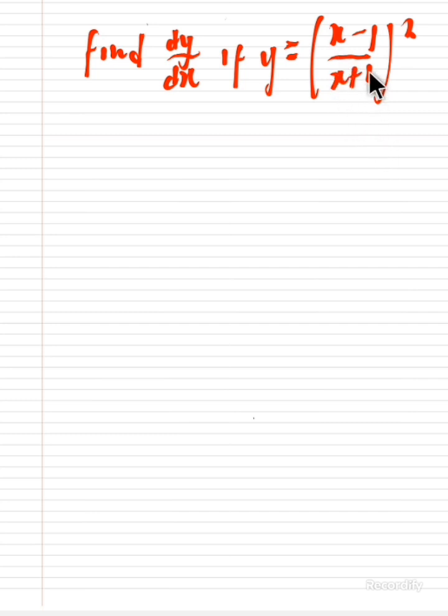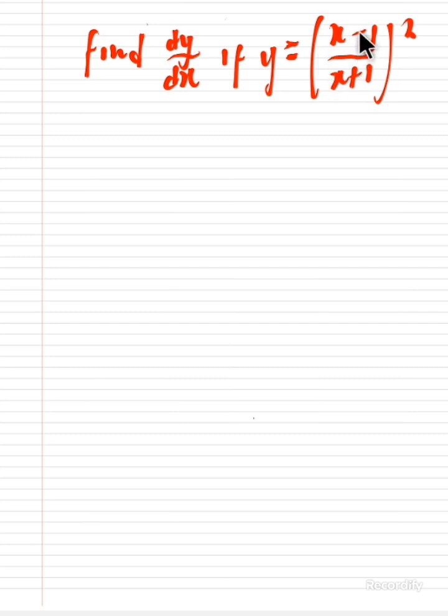Alright, whenever you're having this kind of function which is a fraction, it is advisable to make use of the quotient rule. That is a function that you cannot express as something to the power of another. That is what I'm trying to say, is that there is a fraction. So it is advisable to make use of the quotient method.